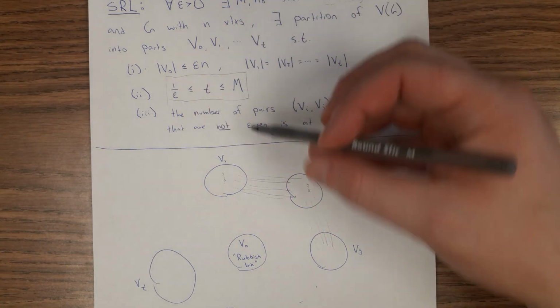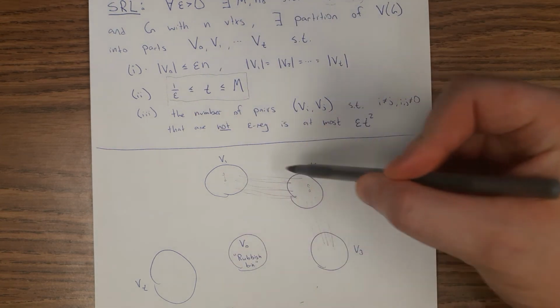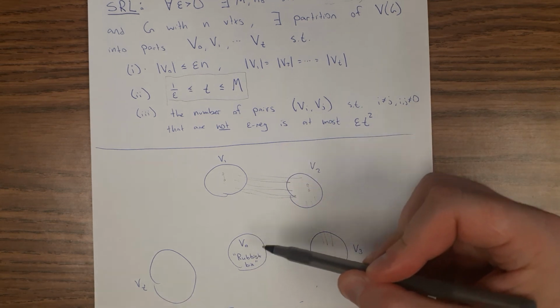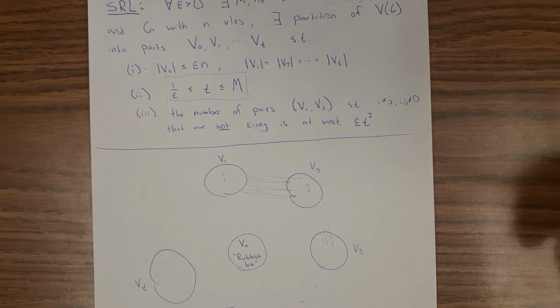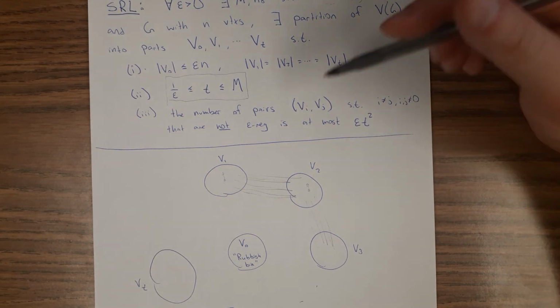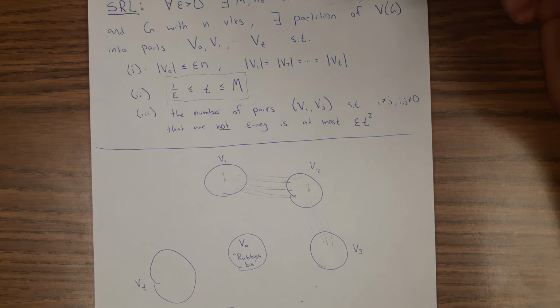If t were allowed to just be 1, then I would just have one big set. I mean, I could have V naught be empty, and then I would have V1 be everything, and that would satisfy the conclusion, but it would not be impressive at all because it's not saying anything.